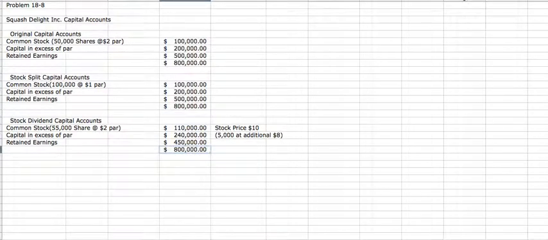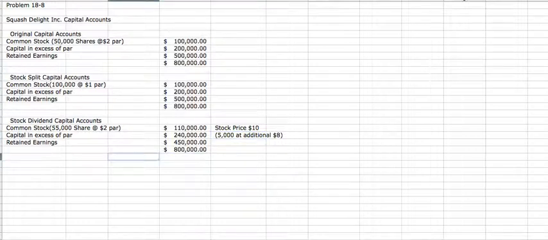You can see that the grand total equity accounts are all the same, but in this case nothing happened during the stock split, but in this case we transferred from retained earnings into capital in excess of par on common stock the value at its current stock price of those additional 5,000 shares.